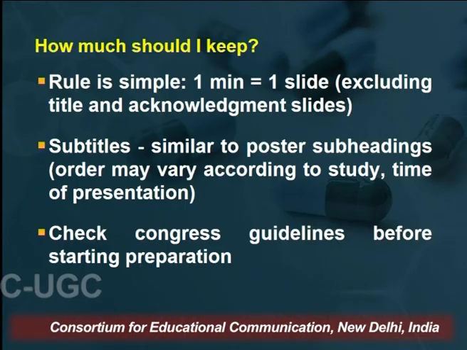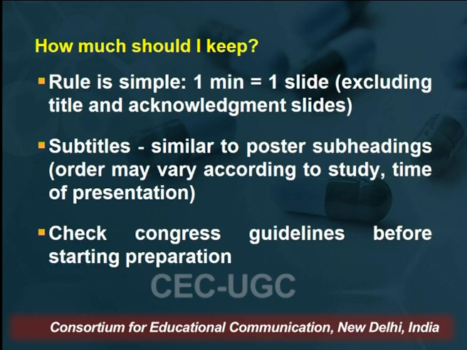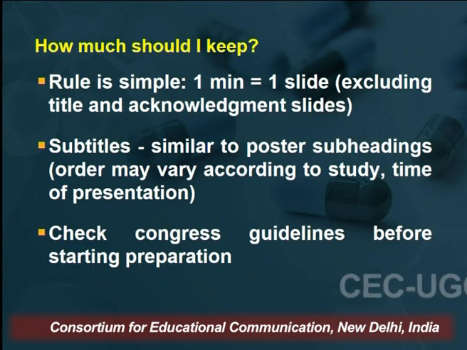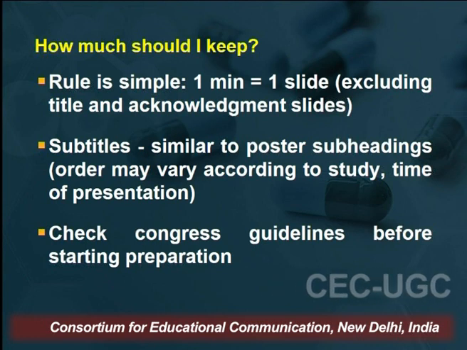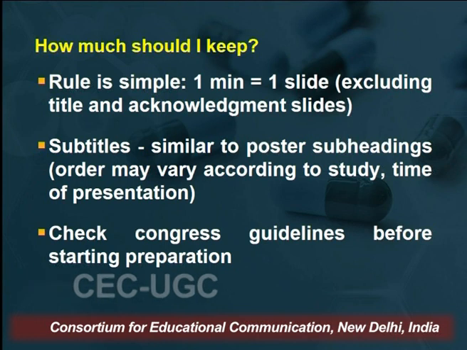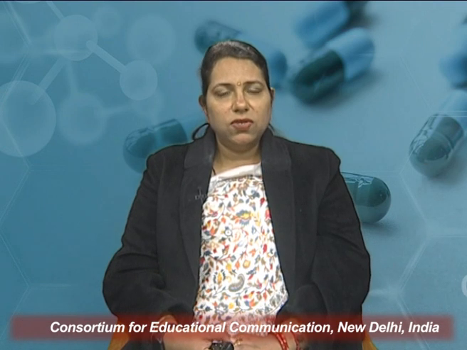Rule 1 is very simple. 1 minute equals 1 slide, excluding title or acknowledgement slides. That is, whatever time has been allocated to you for your data presentation or oral presentation at a conference, you should divide that time into a number of slides by following a simple formula: 1 minute equals 1 slide. So if you have just 10 minutes for data presentation and 5 minutes for discussion, then you should restrict yourself to preparing only 10 slides, excluding the title and the acknowledgement slides.